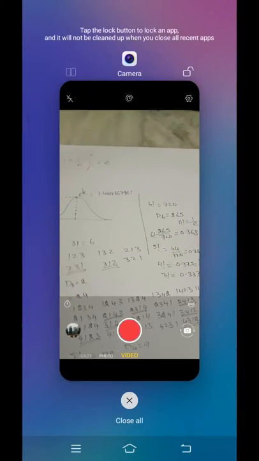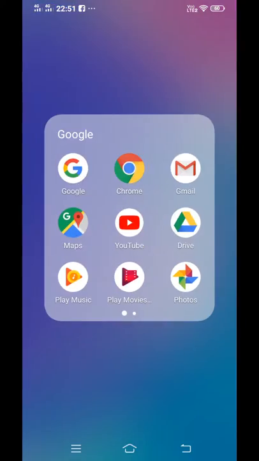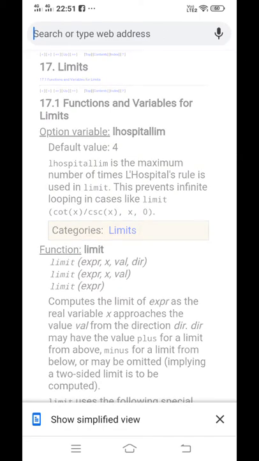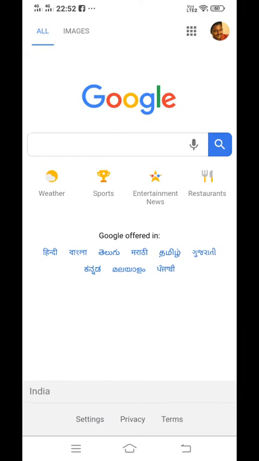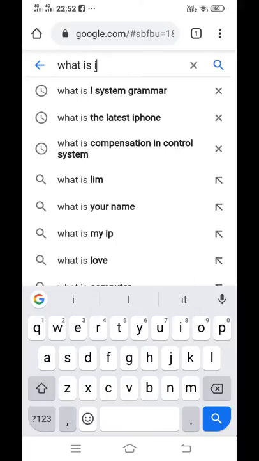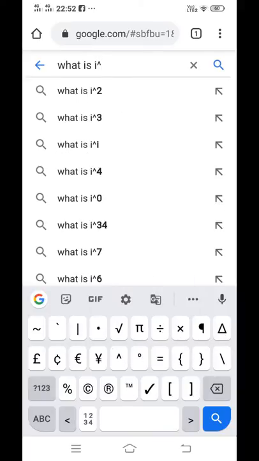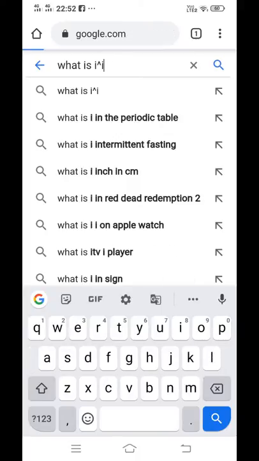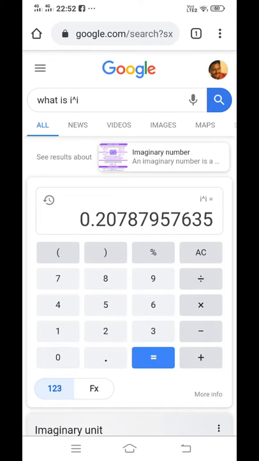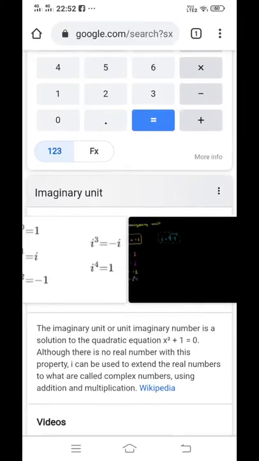What is i^i? When you go here and ask what is i^i, in Stack Exchange they will be explaining more on this. Just type, what is i^i? Just type this, and you will have some explanation for this.